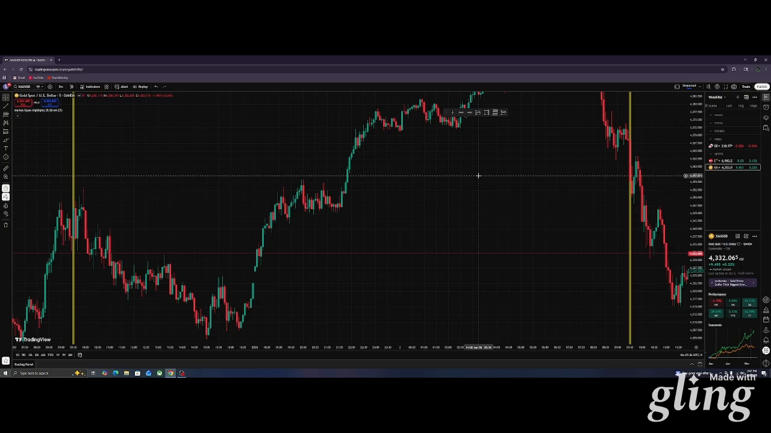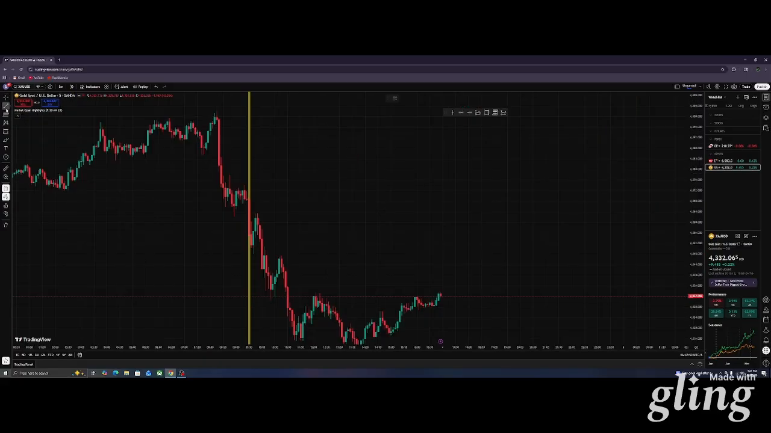Let's keep this simple. A trend is just a direction price is moving in over time. So uptrend, downtrend, and sideways. These are the three trends that happen in trading. This is what an uptrend looks like. Let's say it starts here, it goes up, it goes down, breaks this high, goes up, goes down, goes up, goes down, and that's pretty much it for an uptrend, right?